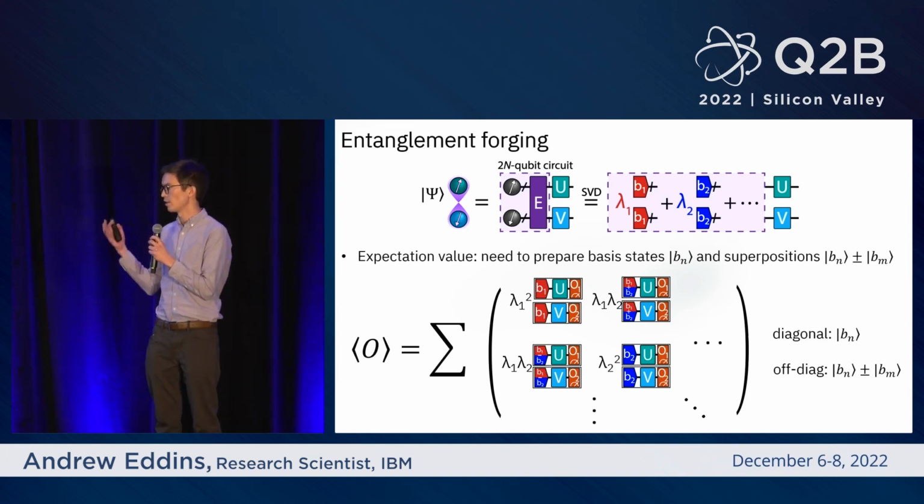And significantly, all of these terms only involve single register circuits. So even though our original state involves 2 quantum registers, we're now able to do this computation with just half the number of qubits.